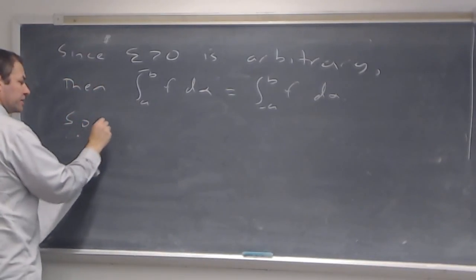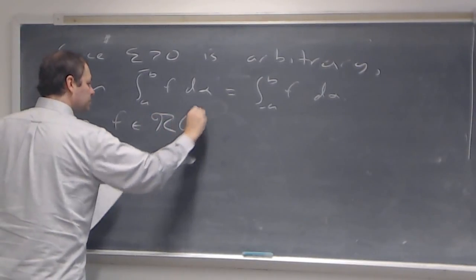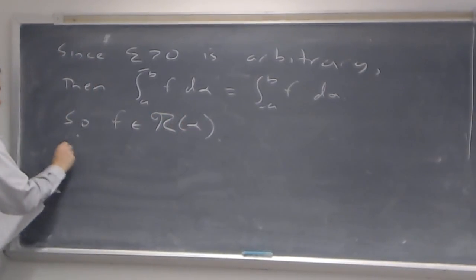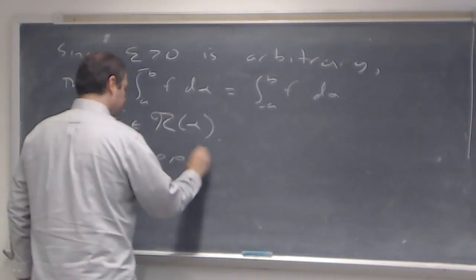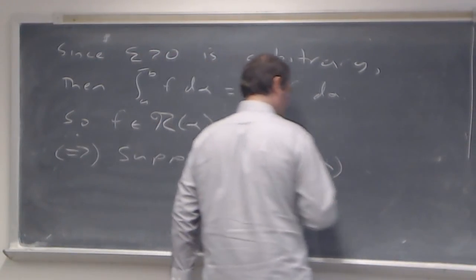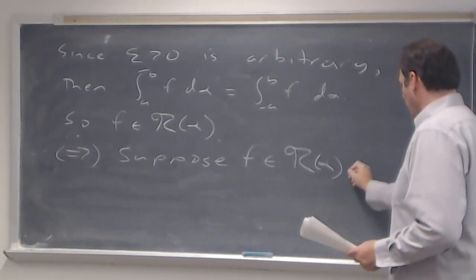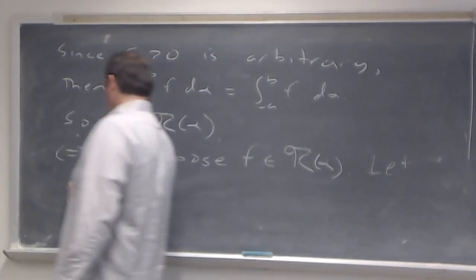Well, let me make a concluding statement. So F is an element of the Riemann-Stieltjes integrable functions with respect to alpha. We'll do this version. Suppose F is Riemann-Stieltjes integrable with respect to alpha, and we're going to let epsilon be greater than 0 be given.